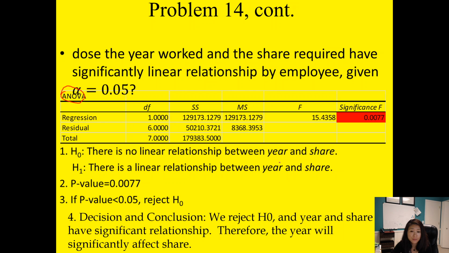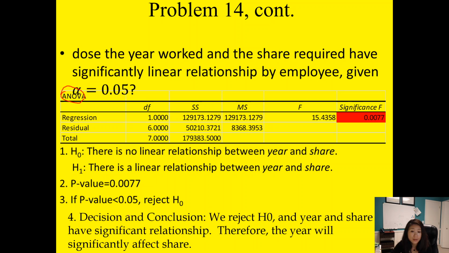Let me show you the answer for this question. First of all, step number 1, we write down the hypothesis. You can use words or you can directly use the symbols you saw in the previous slides. Beta 1 equal to 0, beta 1 not equal to 0, p-value 0.0077, rejection rule, reject H0 if p-value is less than 0.05. So the decision is reject, since 0.0077 is less than 0.05. And then your conclusion is related to this case: the year and the share have a significant relationship. Therefore, the year will significantly affect the share.